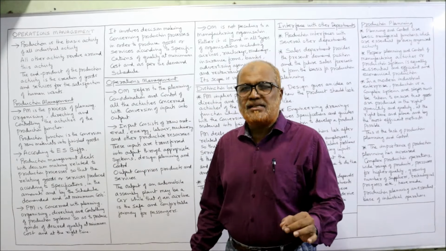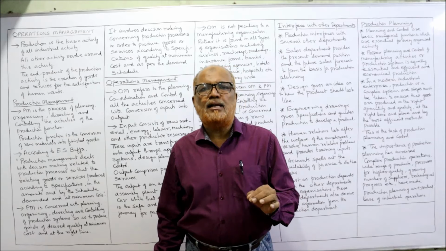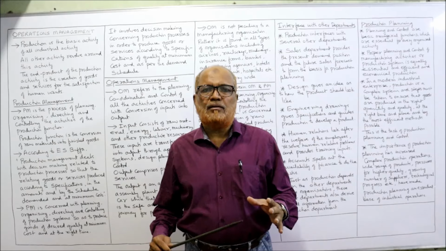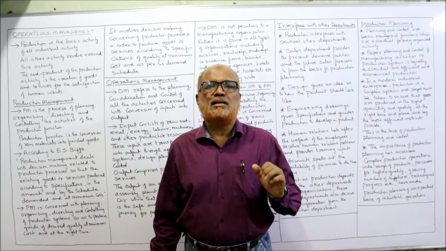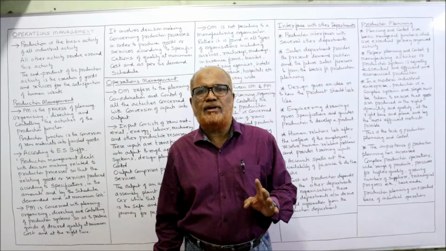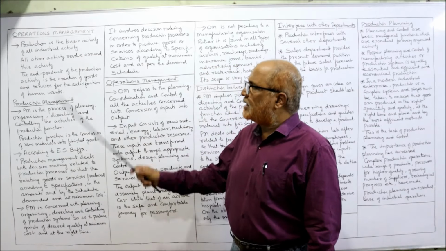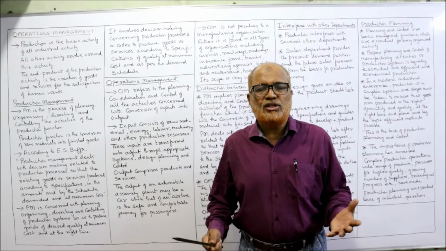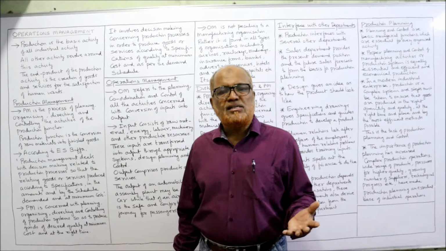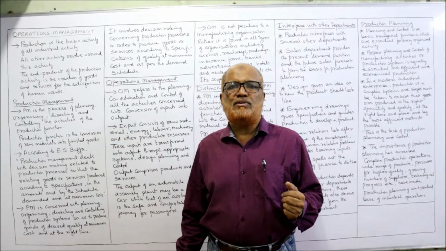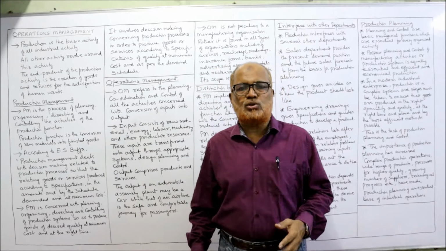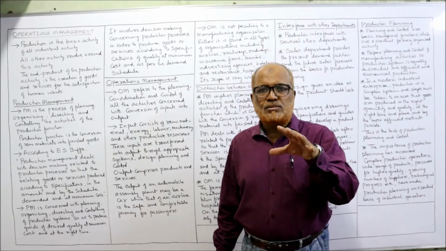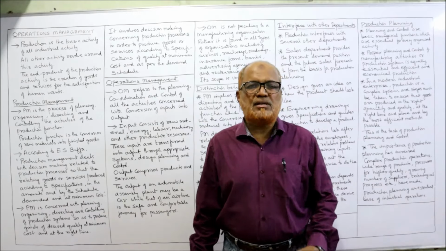Production is the basic activity of all industrial activities. Wherever manufacturing is being done, the production activity is the basic activity around which all other activities revolve. If production is not there, then what is the use of financing activity? What is the use of marketing activity? What is the use of purchasing, human resource? All other activities will be waste, will not function. So this production activity is the basic activity.